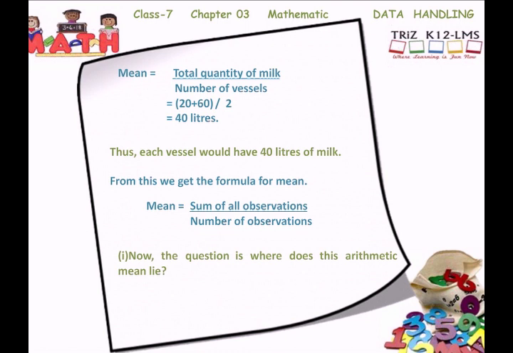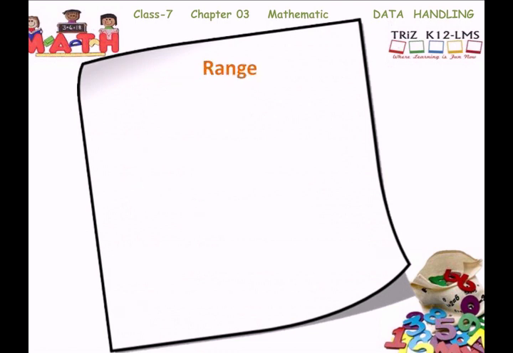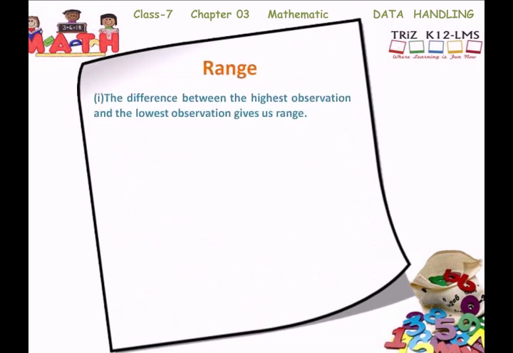Now the question is, where does this arithmetic mean lie? Let's study the next subtopic, range. Range. The difference between the highest observation and the lowest observation gives us range. It gives us the idea of the spread of the observations.